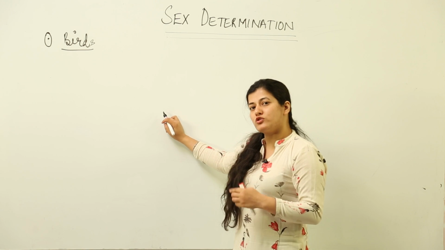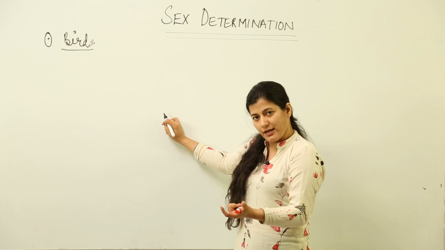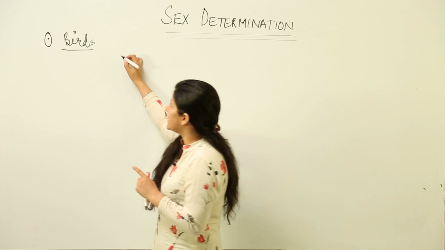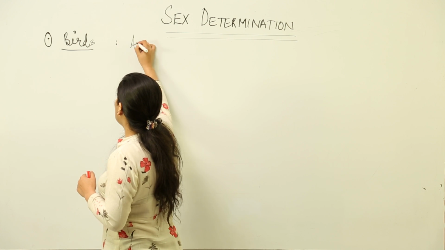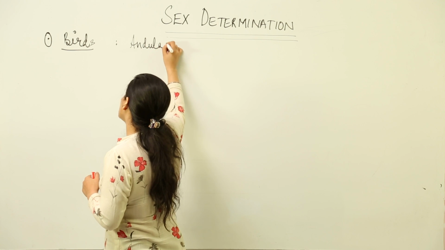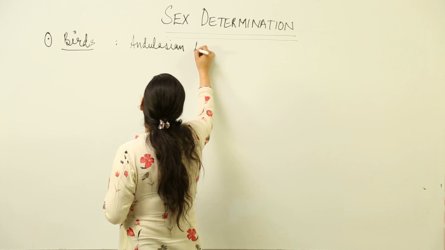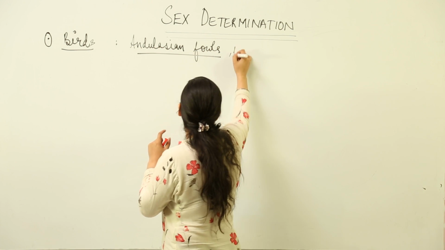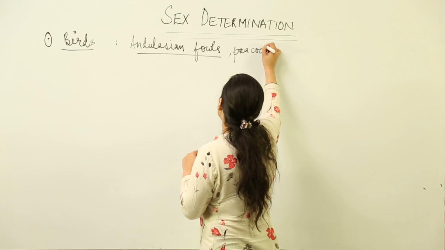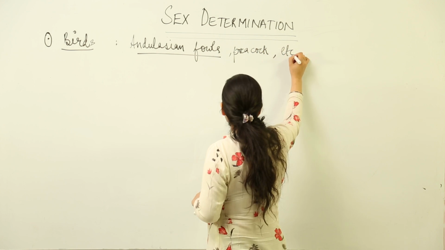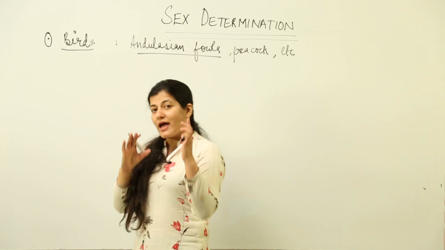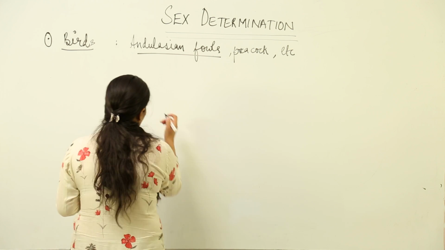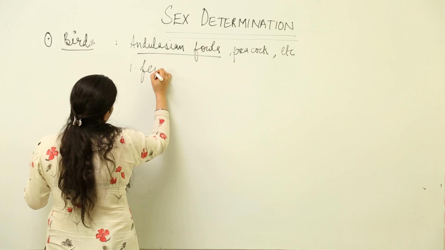So, what kind of chromosomes when inherited would give rise to a male bird and what kind of chromosomes would give rise to a female bird? First thing you have to remember is that in case of birds, for example a peacock, fowls, and most of the birds, peacock and peahen, the first point is that unlike human beings, the female is going to be heterogametic. So, first thing is that the female is heterogametic.